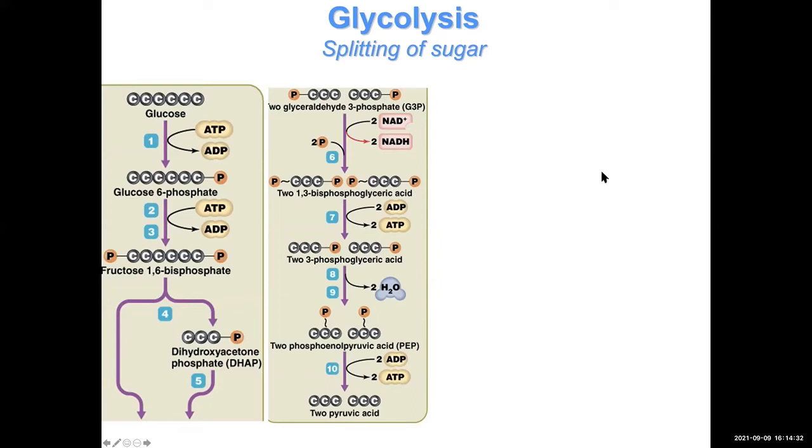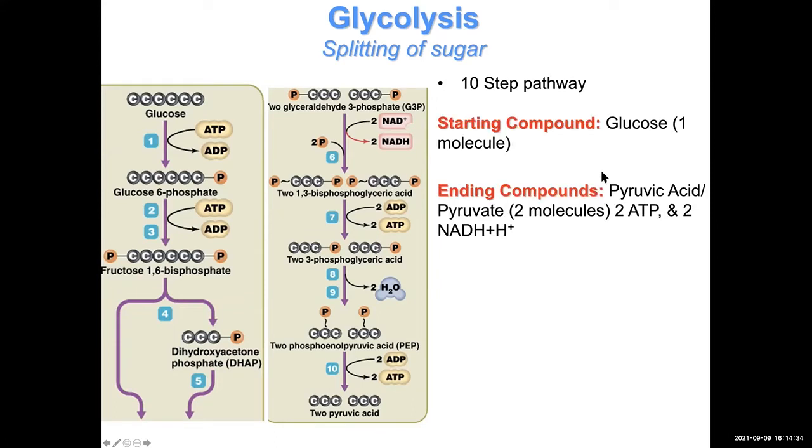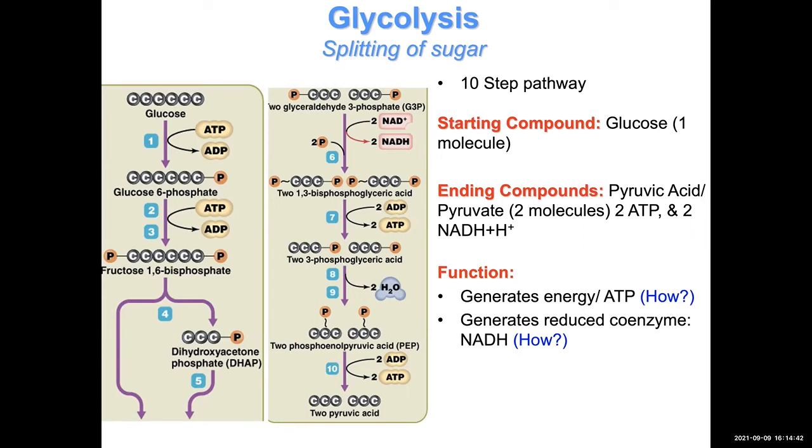All right. So it's a 10-step pathway. We know what we start with. We know that our ending compound will be 2 molecules of pyruvate. Function: we generate energy and ATP. We already talked about that through substrate level phosphorylation. It's going to generate reduced coenzymes. How? Through oxidative phosphorylation. We don't see any phosphorylation happening with this NAD. And we don't see any ATP directly produced here with this NADH, correct?